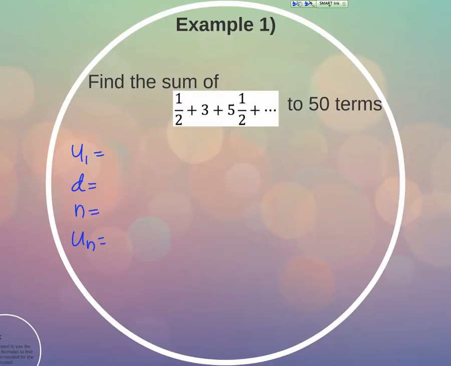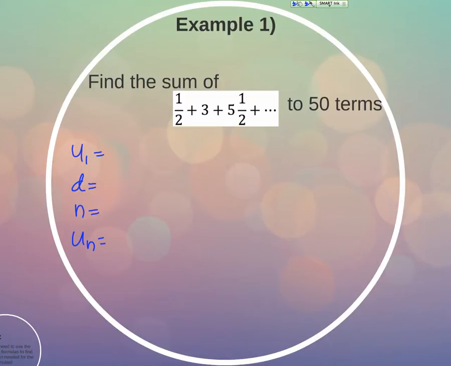I might not even need all of them, but these are the things that I might use for my two formulas. The first formula doesn't use the common difference. The second formula doesn't use the last term. So we'll see what we've got here and kind of figure out what we should use there.